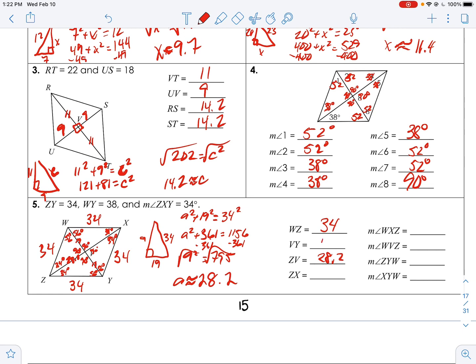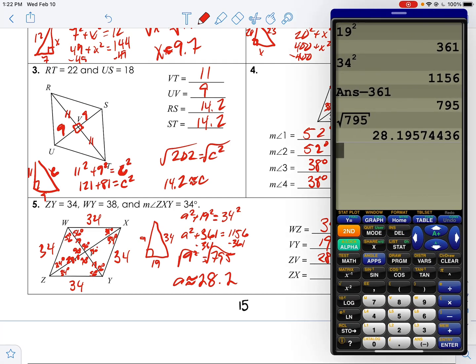WZ, 34. V to Y is 19. Z to X, 28.2 twice. So let's see, 28.2 times 2.